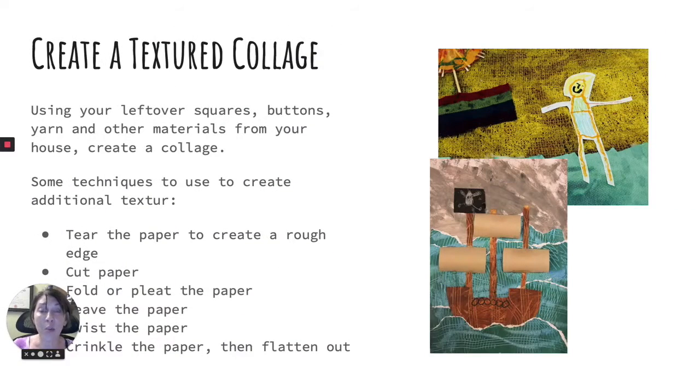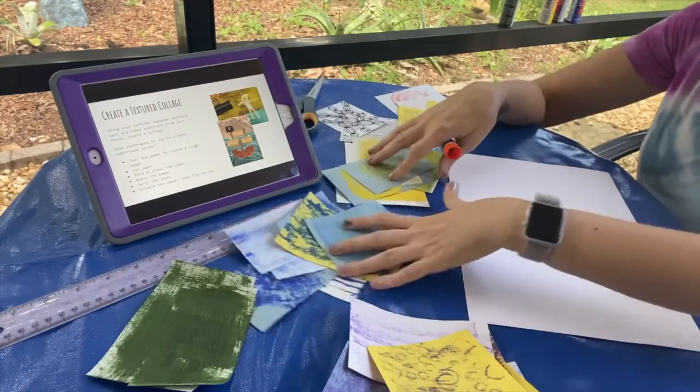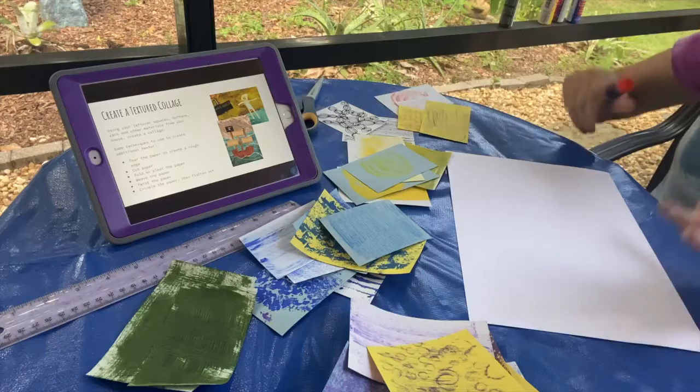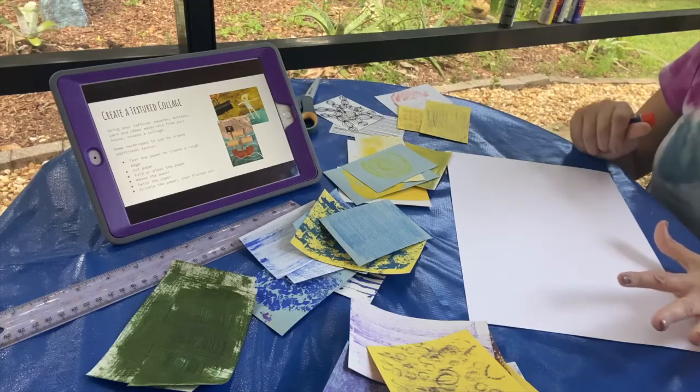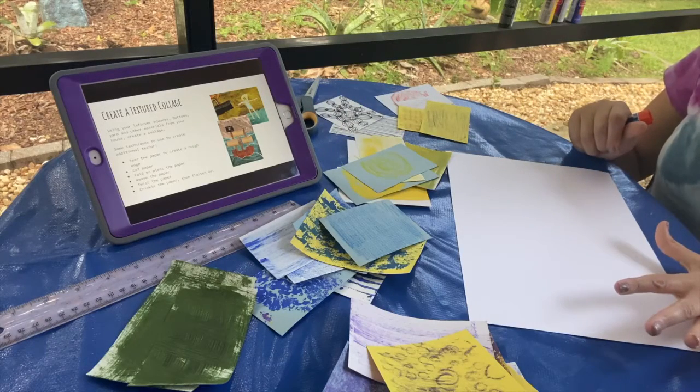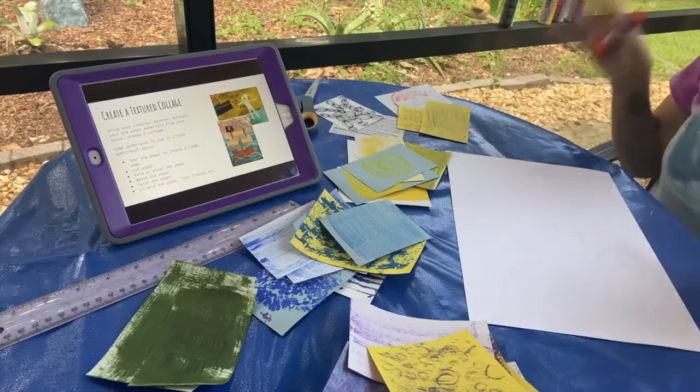Alright, we are finally ready to make our collage. So gather up all of your textured things, experiments that we did together, and let's put them together to make a really cool collage on texture. Alright, so we are ready. I separated all of my things into different color piles or different textures, and I am going to make a collage out of them.